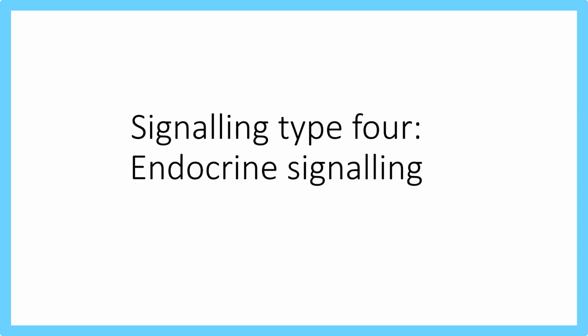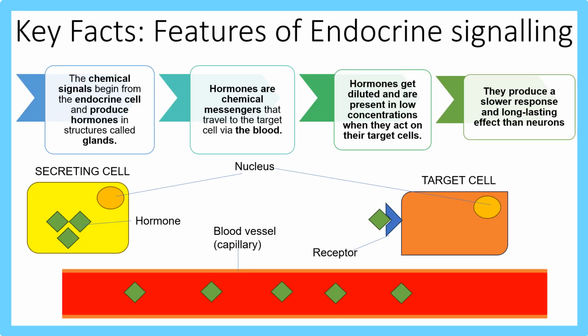Let's now look at signaling type 4, which is endocrine signaling. Endocrine signaling requires hormones. Hormones are chemical messengers that help target cells, and they reach the target cells via the blood. So you have the endocrine cell, which secretes or produces the hormones.